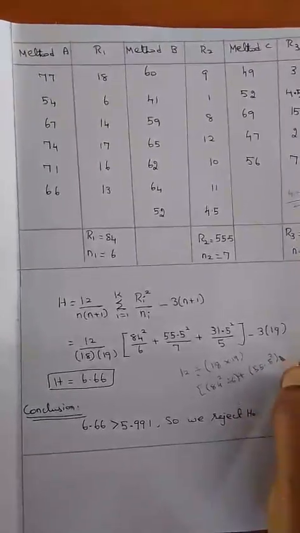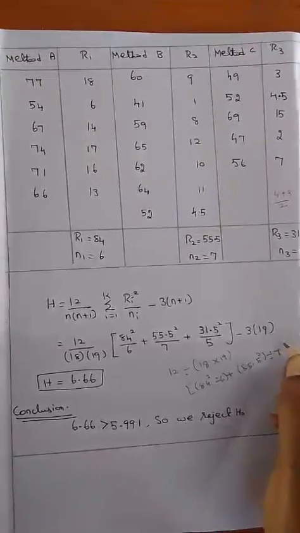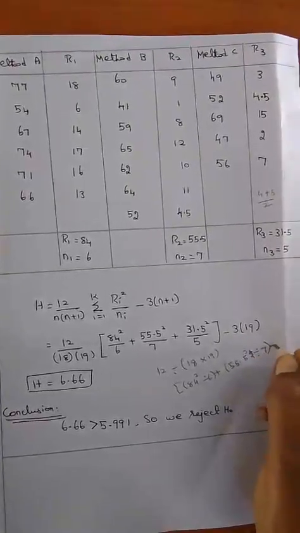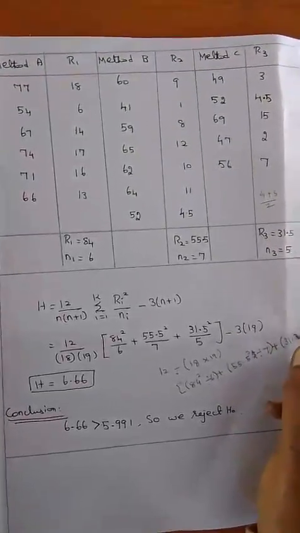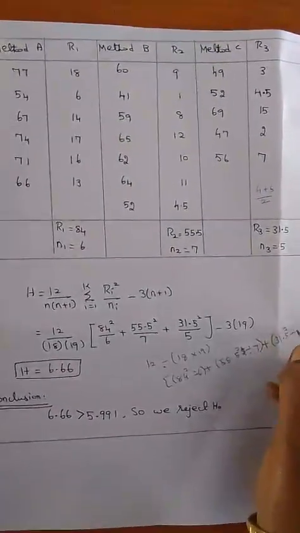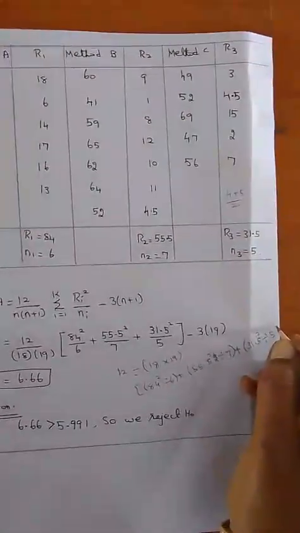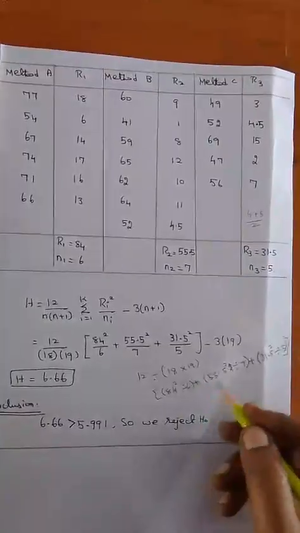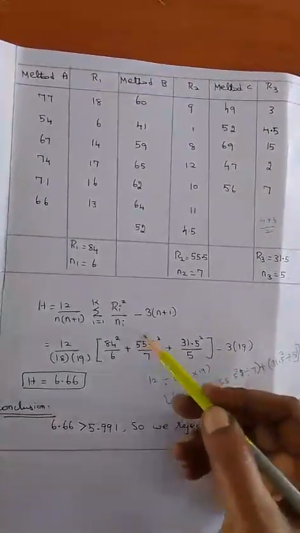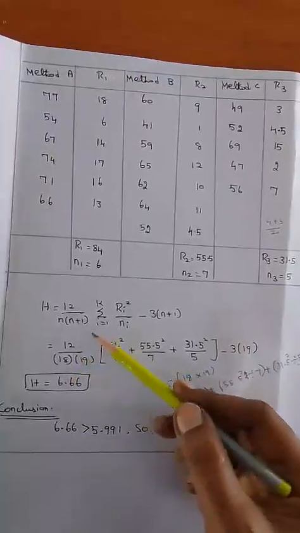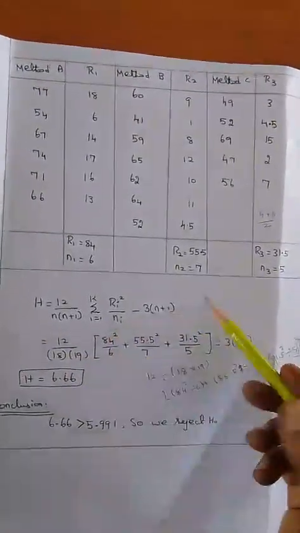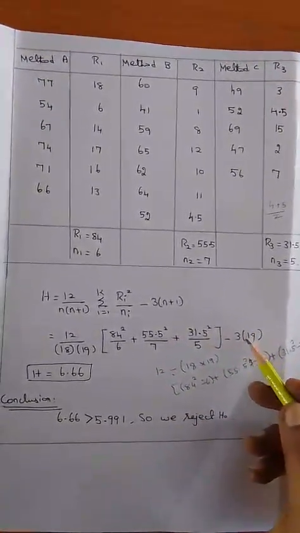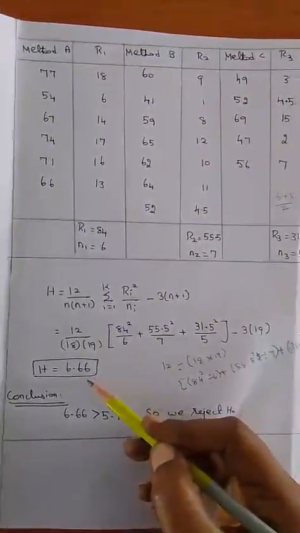55.5 square divided by 7. Close it, and then plus 31.5 square divided by 5. So use it like this in your calculator. Use separate brackets, then you will get the exact value. So first find this value separately, multiply both values, and then the final answer minus 3 into 19. First find 3 into 19 also. Then you will get the exact answer.